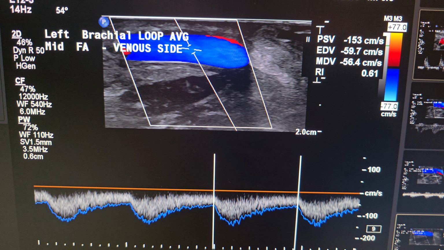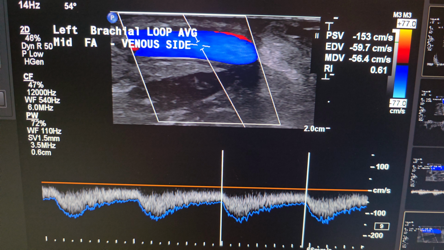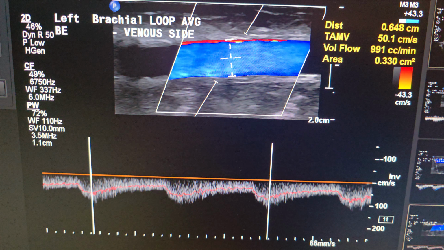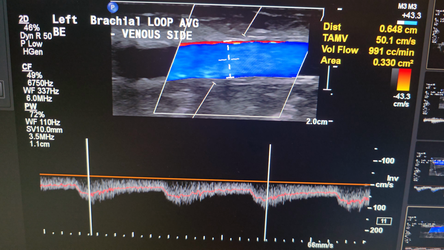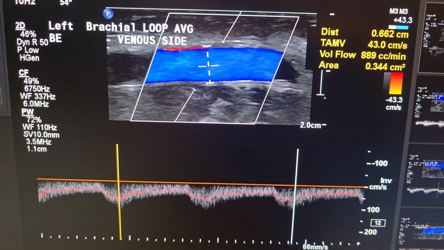Now we follow the graft at the venous side, also at the mid forearm, and at below elbow the graft is patent. We measure the flow volume, which was good, it's almost 900.